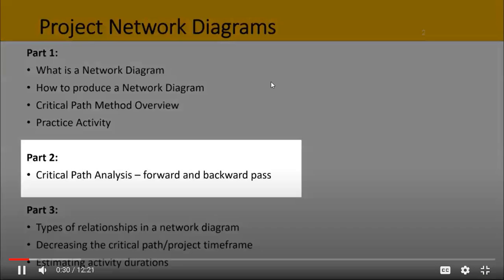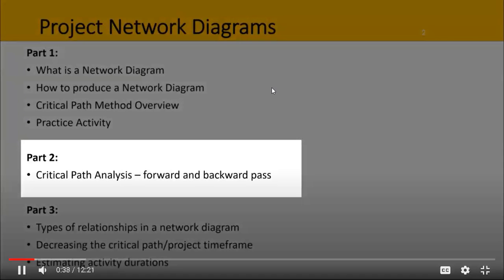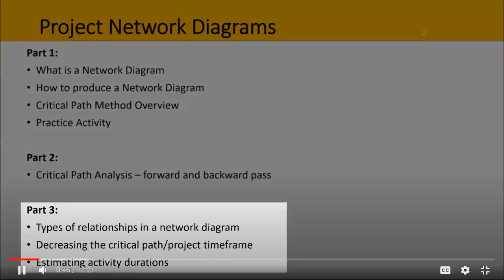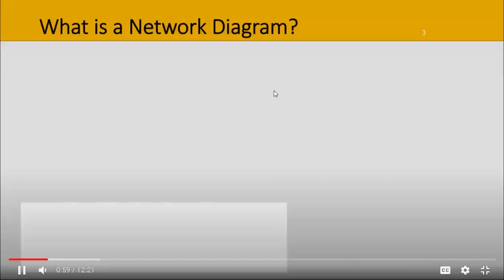In the next part, we'll look a little bit more deeply into critical path analysis and how to do the forward and backward pass to determine early start, early finish timeframes and late start, late finish timeframes. And then in part three, we'll look at the different types of relationships in a network diagram between activities and ways to decrease the critical path or the project timeframe, as well as some tips on estimating activity durations.